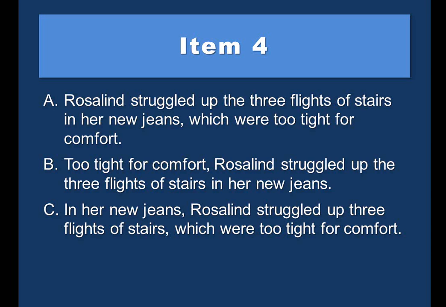Let us see what is B saying. Too tight for comfort. Rosalind struggled up. So what is tight for comfort? Is it Rosalind? No. So B has an error. C part. In her new jeans, Rosalind struggled up 3 flights of stairs, which were too tight for comfort. Again an ambiguous sentence. Which were too tight for comfort. Does it refer to stairs? No, it refers to her jeans. It should be choice A as the best answer here.